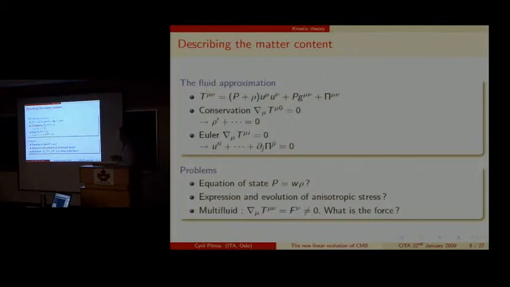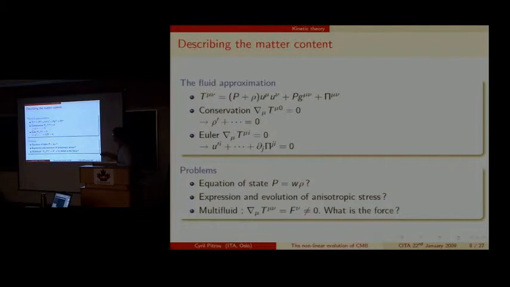So the fluid approximation, you need to know the pressure, the energy density, the velocity of your fluid, and if it's not a perfect fluid, you have a layer which will act upon another layer, and we have an anisotropic stress. So from Bianchi identities, what you get directly is that the stress energy tensor is conserved. So this means that you get an equation for the evolution of the energy density.